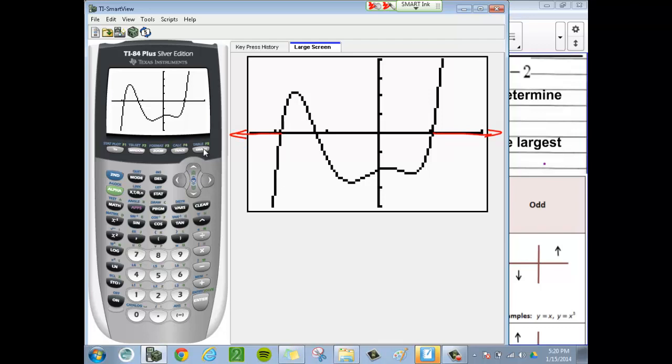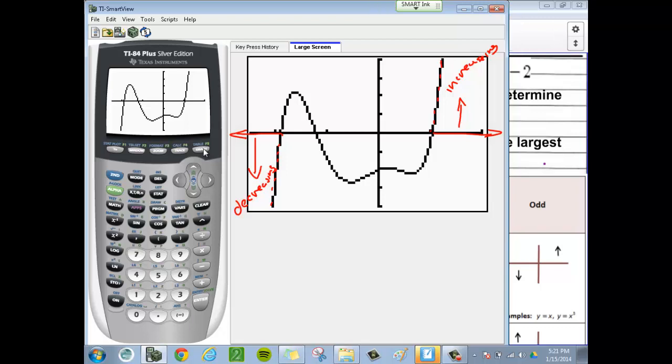Well, as it goes to negative infinity, what's happening to this function? Well, it looks like it's going down. So as it goes to negative infinity, this is falling or decreasing. And what's happening as it goes to positive infinity? Well, as it goes to positive infinity, this thing looks like it's going up, so it's increasing. Okay, so that's using a graphing calculator to figure out the end behaviors of a polynomial function.